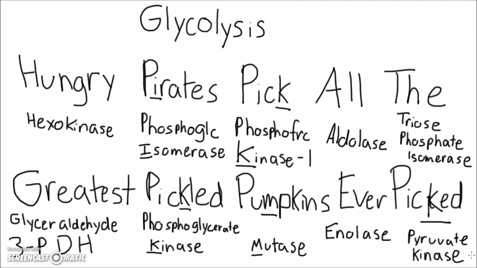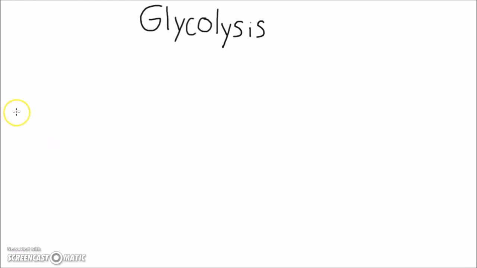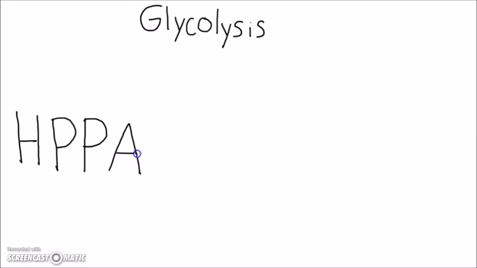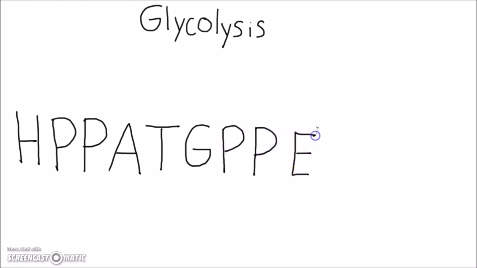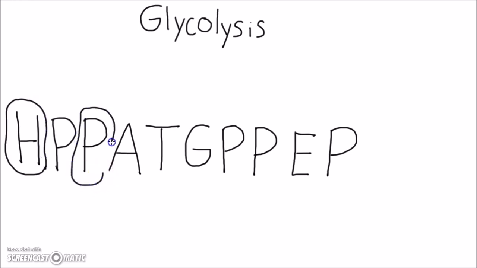So let's go over these enzymes one more time. So we have hexokinase, phosphoglucose isomerase, phosphofructose kinase 1, aldolase, triose phosphate isomerase, glyceraldehyde 3-phosphate dehydrogenase, phosphoglycerate kinase, phosphoglycerate mutase, enolase, and pyruvate kinase. The important enzymes to remember in here are the first one, the third one, the 7th one, and the 10th one. So the first one is hexokinase. The third one is phosphofructokinase 1.